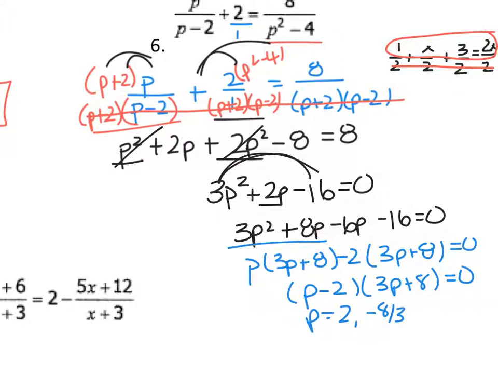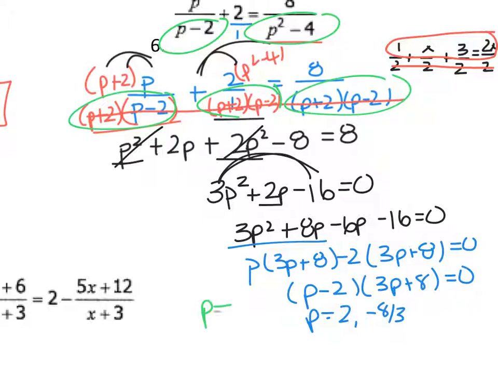So let's go back through and see, is this a restriction? So we have p equals 2 and p equals negative 8/3. So p can't be negative 2 or 2. So if p can't be negative 2 or 2, then this cannot be a solution. So my only solution is going to be negative 8/3.